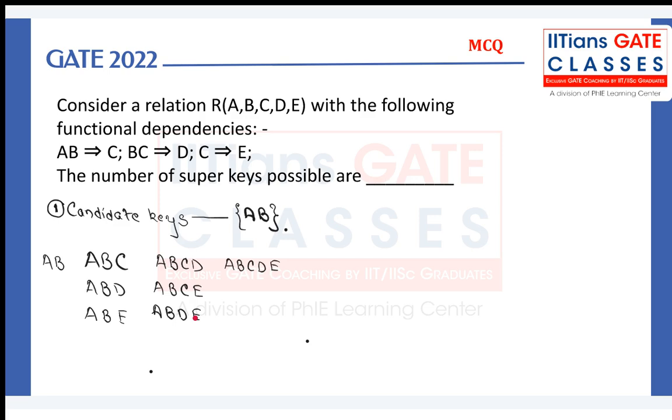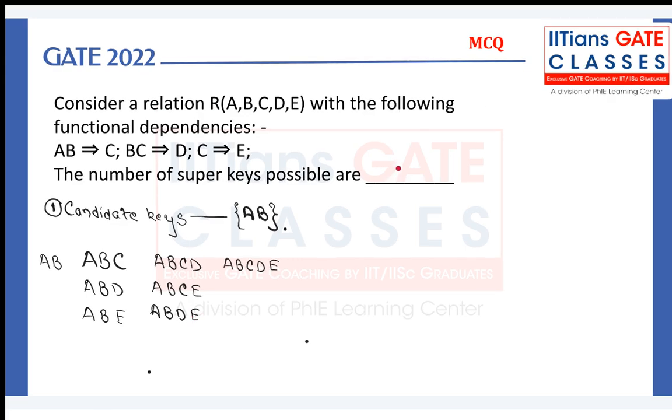Okay, perfect. So how many super keys have I got? But 8 is the answer. Okay, 8 is the answer. If you got it, good. But you will see, do I have to enumerate all of this? No, it's a combinatorics problem.